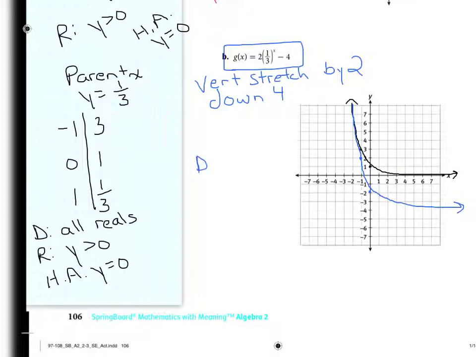My domain, again, is going to be all reals. My range is going to be the y's greater than negative 4. Where did I get the negative 4 from? Well, because we went down 4 steps. So my horizontal asymptote gets moved to negative 4. Let's try another one.